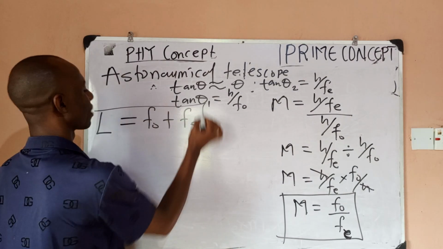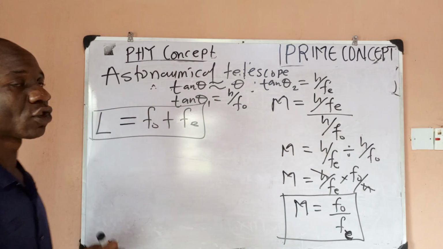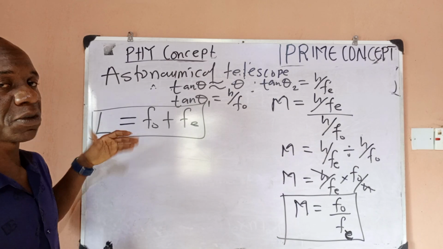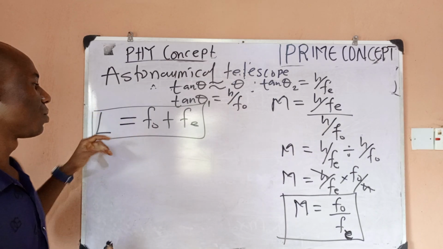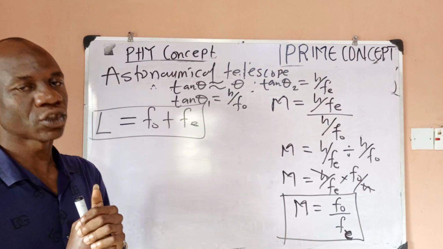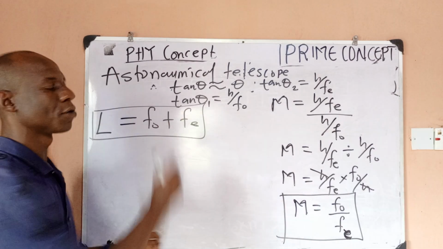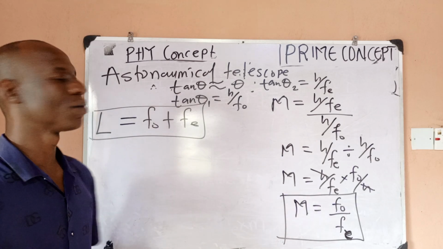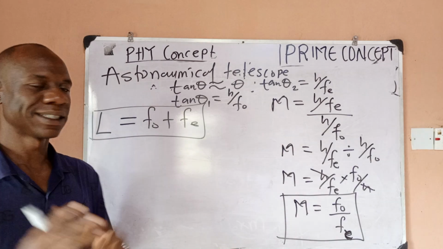So this is how you can calculate the length of an astronomical telescope, which is approximately the same as the length of the tube. So if they give you a question, say find the length of the astronomical telescope, you just add their focal lengths and you get the length of the tube or the telescope. So I believe this concept is clear to you.